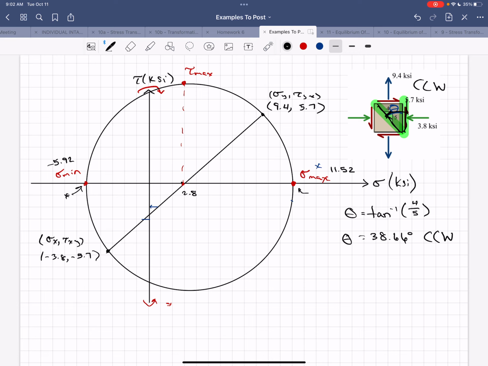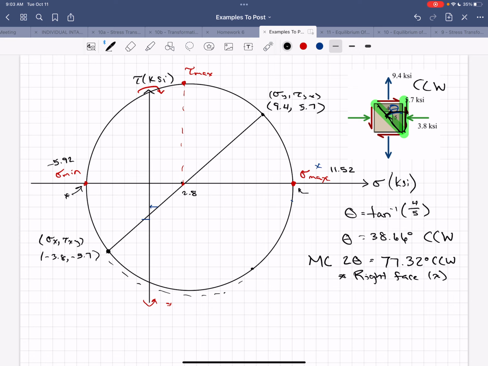Counterclockwise. So on Mohr's circle, we have to go to 2 theta, which will be 77.32 degrees counterclockwise. And this is from the right face, X face. Okay, so we're going to go from this point and we're going to travel along 77.32 degrees. And we're going to end approximately over here.